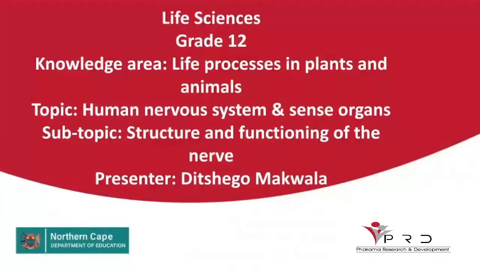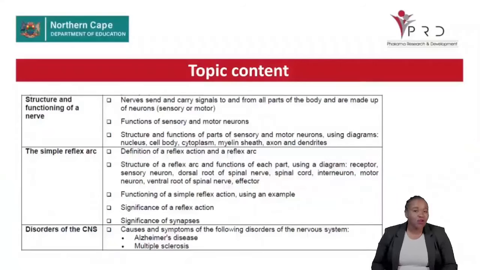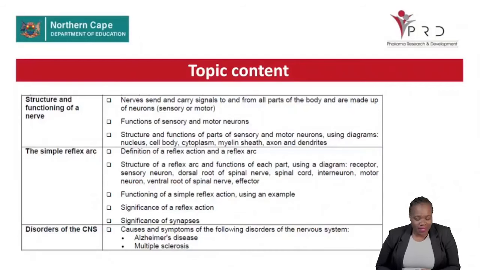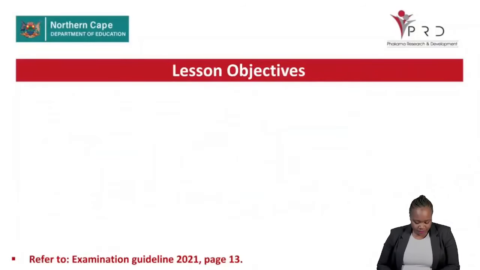So in today's lesson, we are looking at the human nervous system as well as sense organs. And today we are going to focus on the structure and functioning of the nerve. Here we are going to be looking at the neurons, their structure, their functions, as well as the spinal cord and the reflex action, which has to do with the spinal cord. Lastly, we will be looking at the causes and symptoms of Alzheimer's disease, as well as multiple sclerosis.